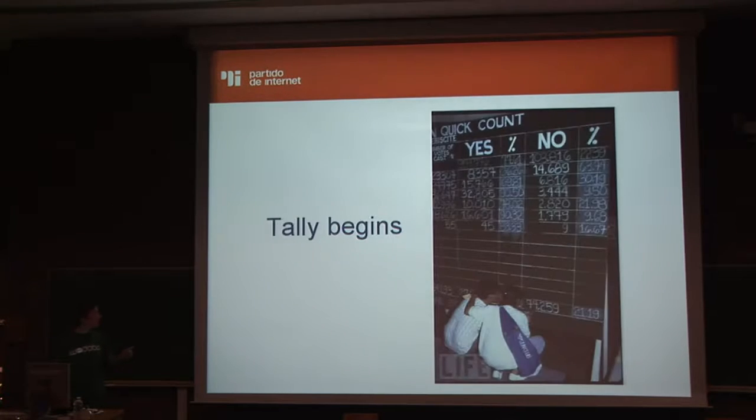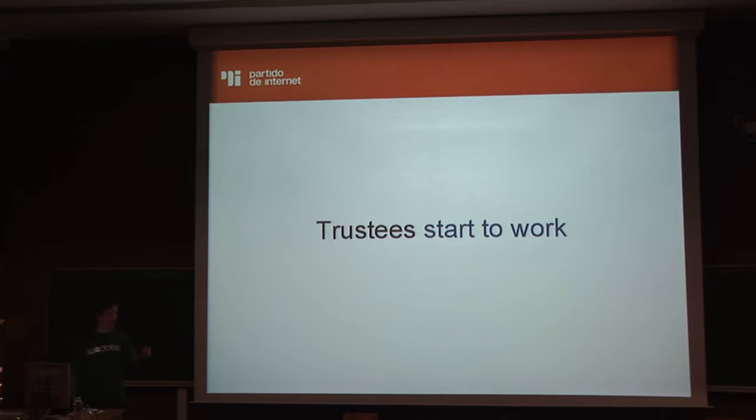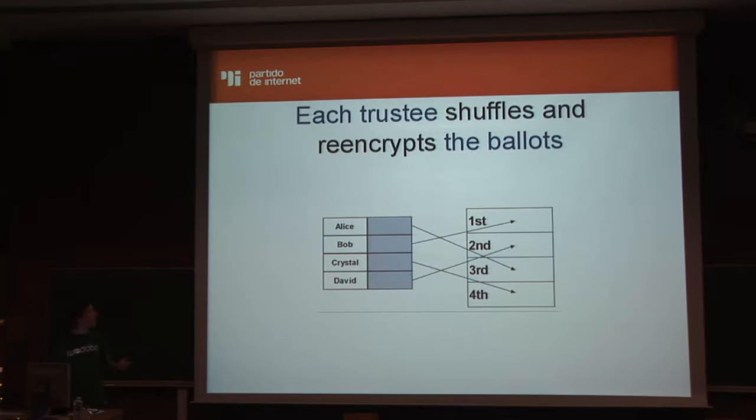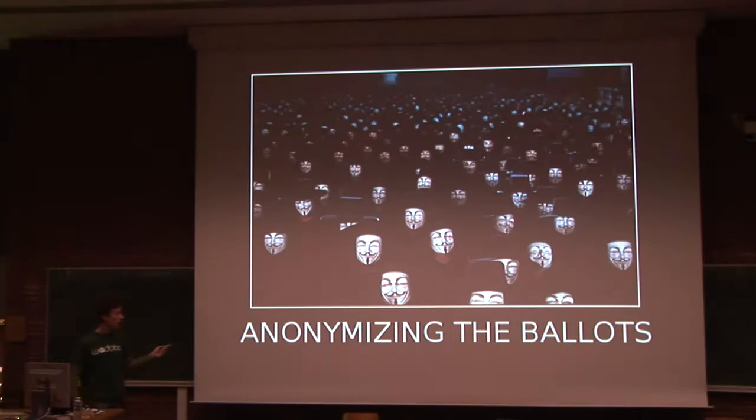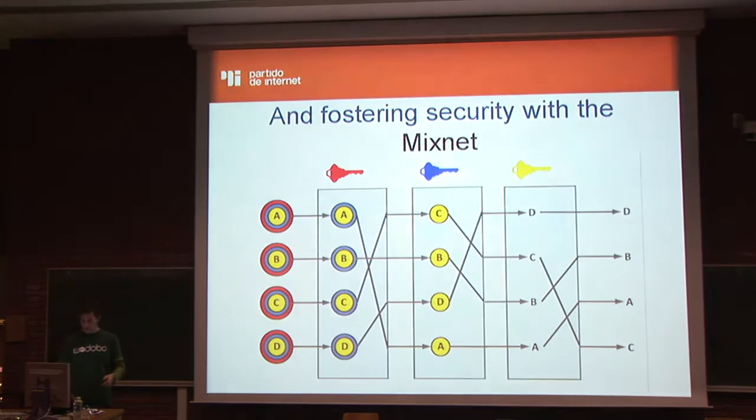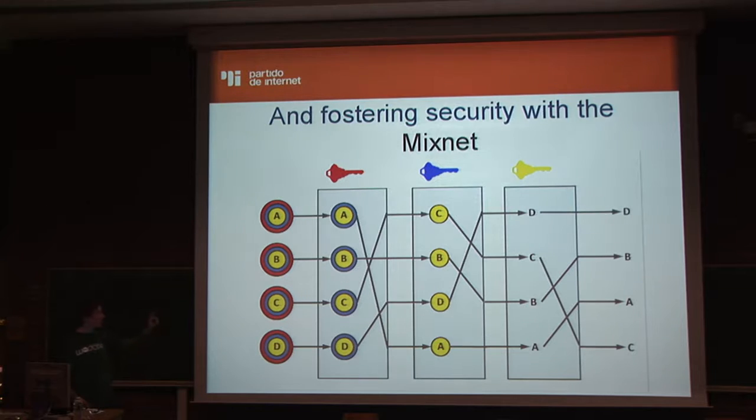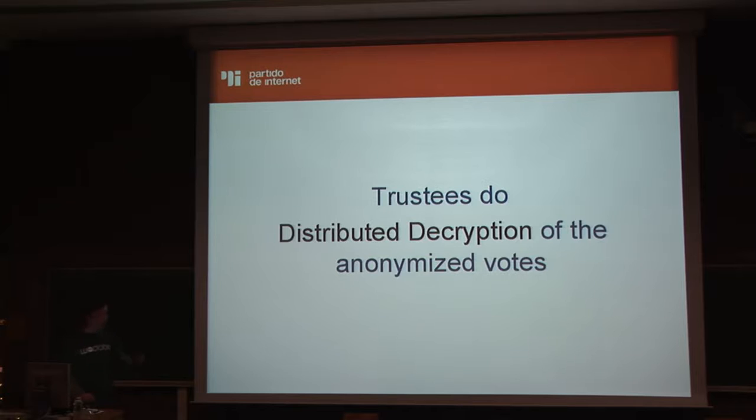Then the voting ends, and the tally begins. The trustees now start to work again. The way the voting system works is that each trustee shuffles the votes and re-encrypts the ballots so that the ballots are anonymized. No one will know that this ballot was that other ballot, because it's been re-encrypted and shuffled. This is what we call a mix net. Each of the trustees does this process, collaborating, and in the end we have a list of ballots which are shuffled and re-encrypted, and no one will know which is which.